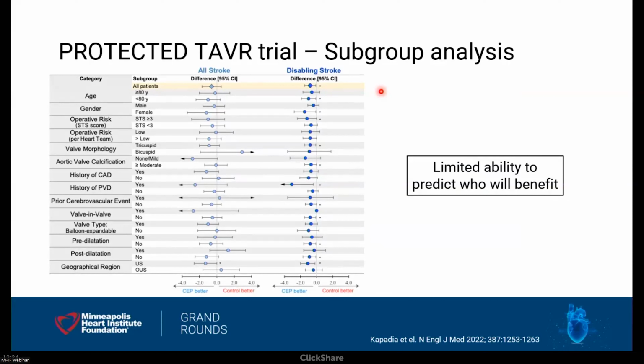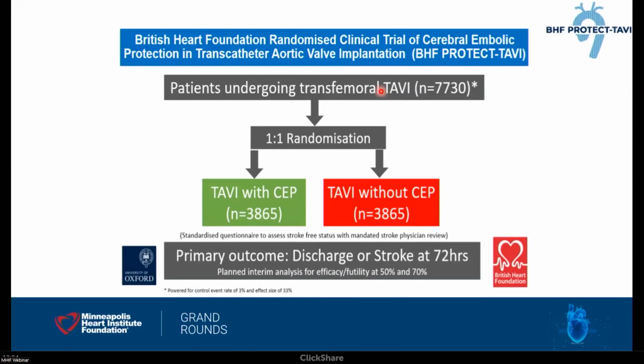There are limitations to the study. There are limitations coming from the fact that they had lower rates than expected for stroke. It was a short-term follow-up. There might be some selection bias, given that the device was also commercially available. So the discussion is that higher risk patients might have been placed on the commercial arm and not included in the trial. Nevertheless, that set the floor for the upcoming British Heart Foundation protected TAVR trial.